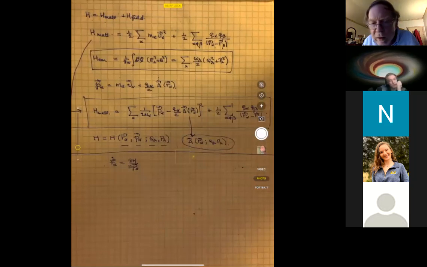When you go through it, you find that it works, so our guesses were right. And thus we have a Hamiltonian for the classical field. Now, interacting with matter.